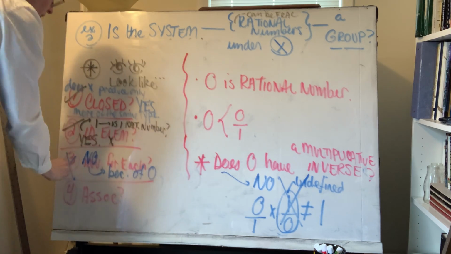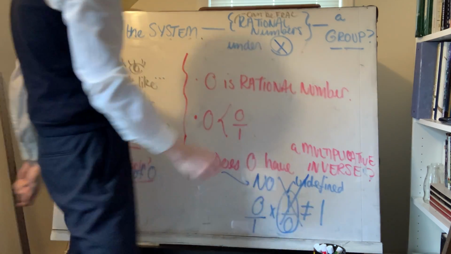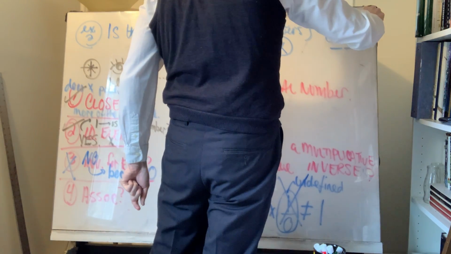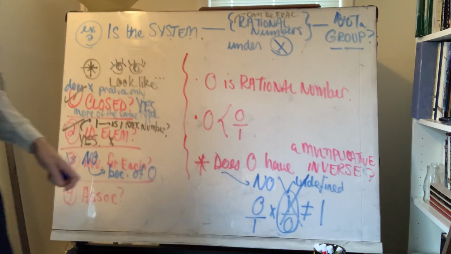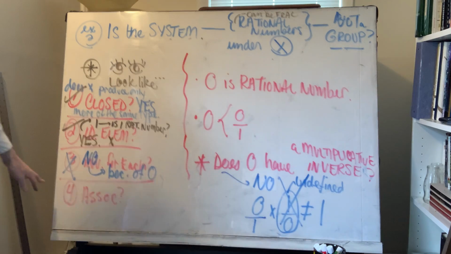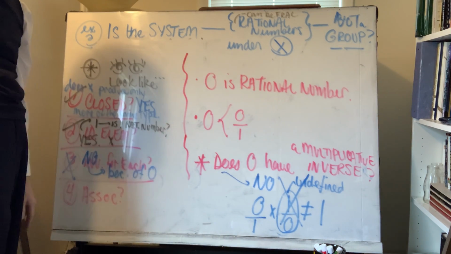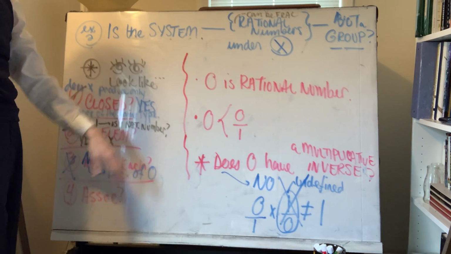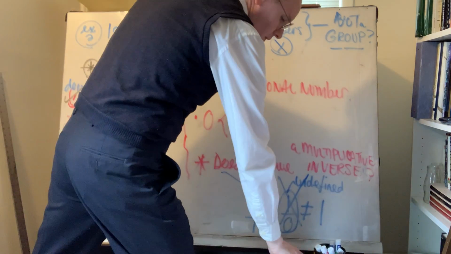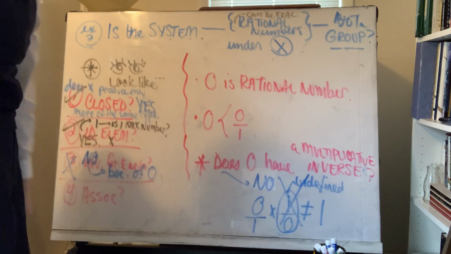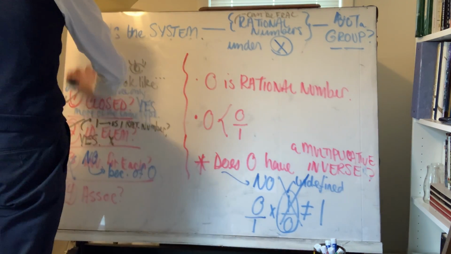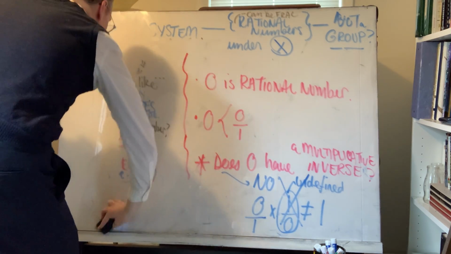So is this a group? It is not a group. Again, it's not a group. That thankfully spared us from having to check every possible combination of rational numbers. That would be impossible anyway. We die first. All right, one more of these.